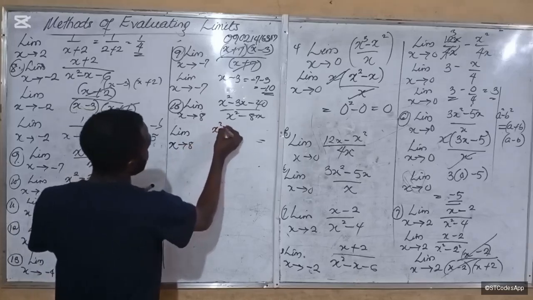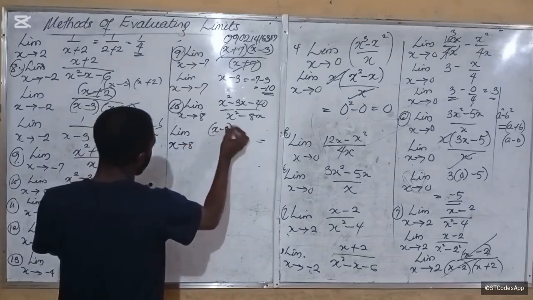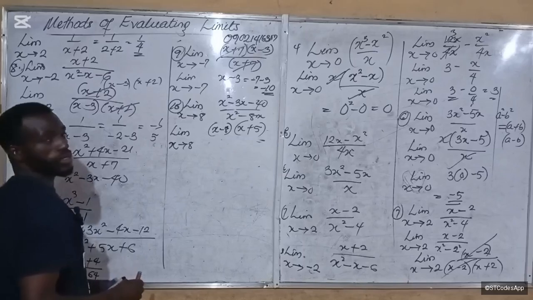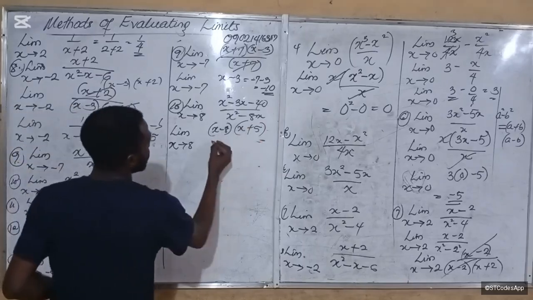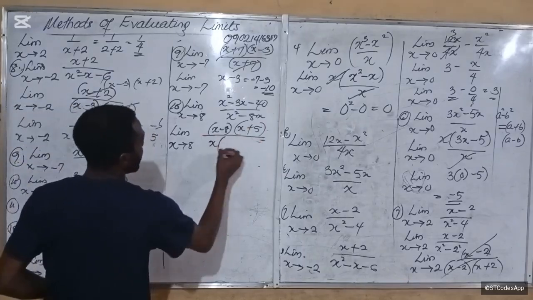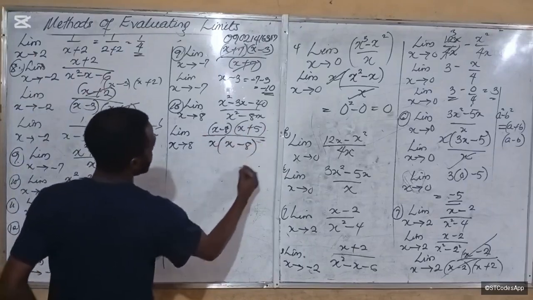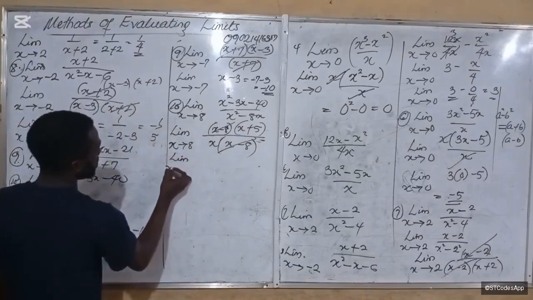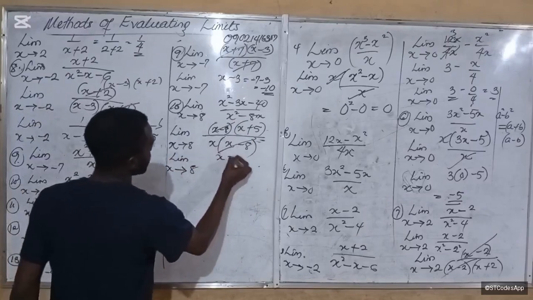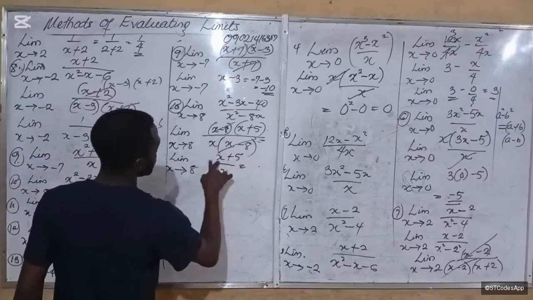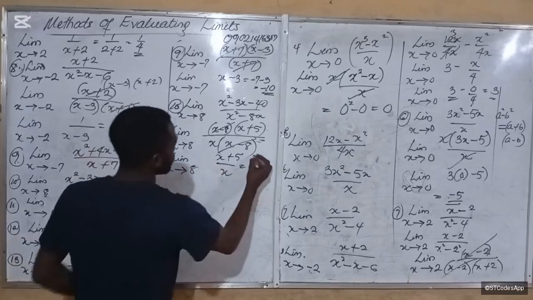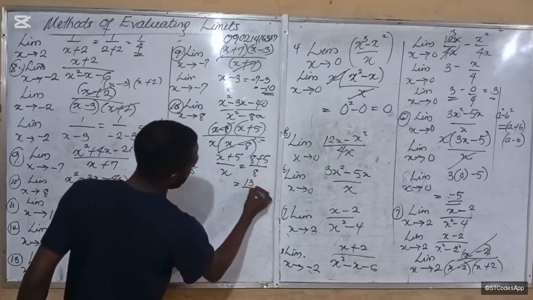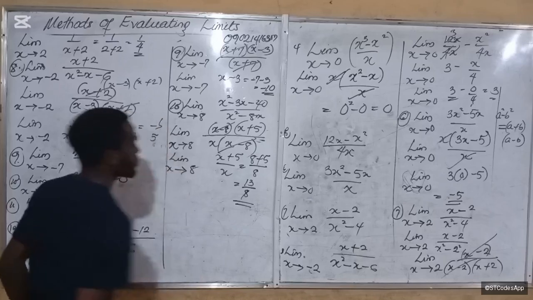So that is equal to x squared minus x minus 8 and x plus 5. Okay, so then for this denominator, I factorize x out and I have x minus 8. So this takes care of this again. Then the limit as x approaches 8 of x plus 5 over x becomes, here, we substitute 8 plus 5 over 8. That becomes 13 over 8.